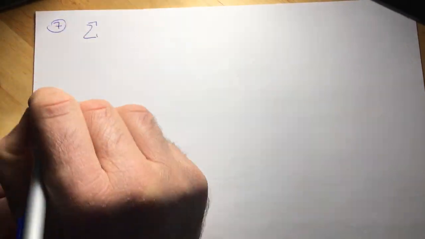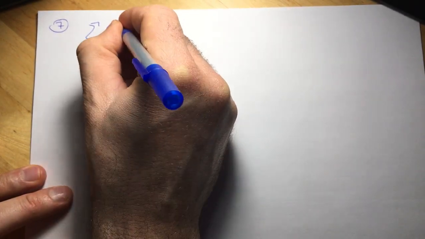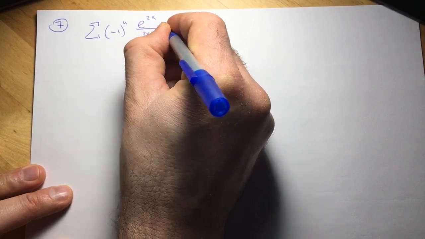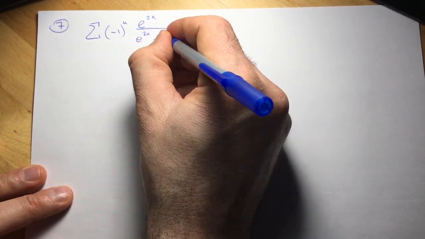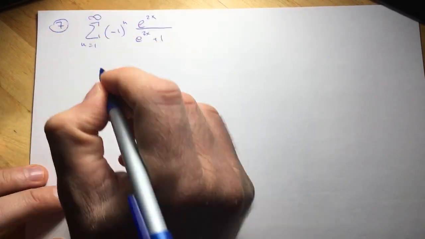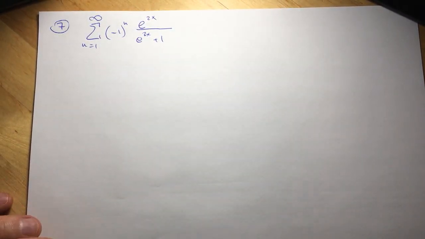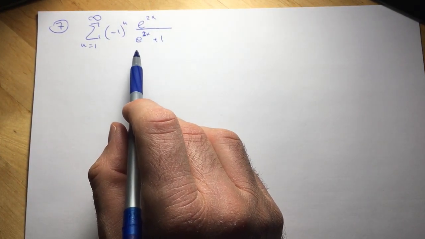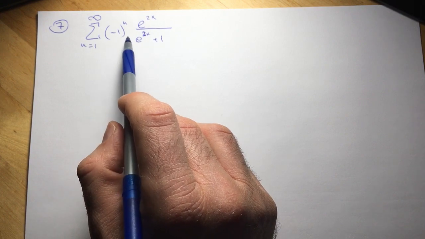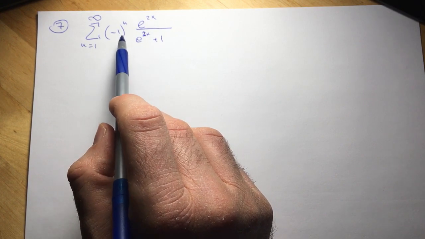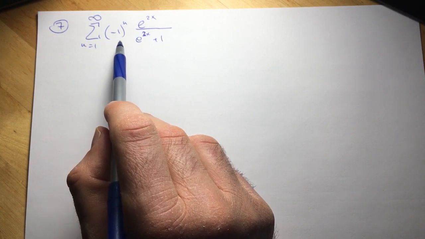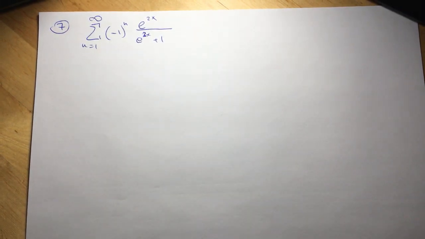Okay, so let's do problem 7. Sum of negative 1 to the power n, e to the power of 2x over e to the power of 2x plus 1, n goes from 1 to infinity. The first thing that you have to notice is that neither the integral test nor the comparison test can be applied to this series. Why? Because this is not a series with positive terms only. Every second term is negative.